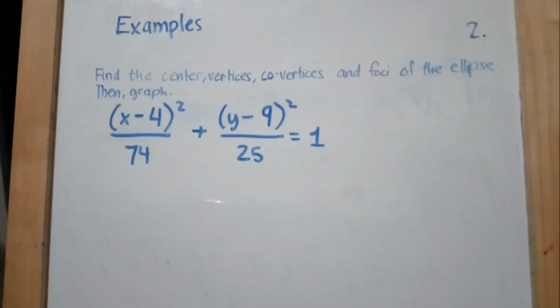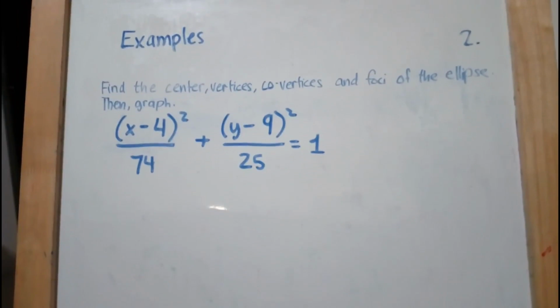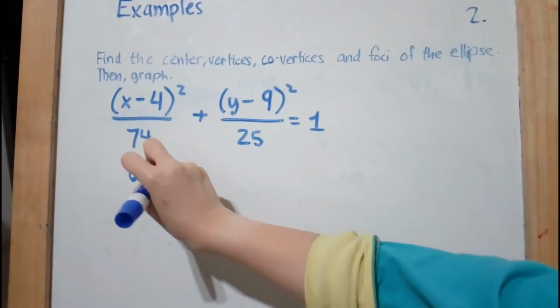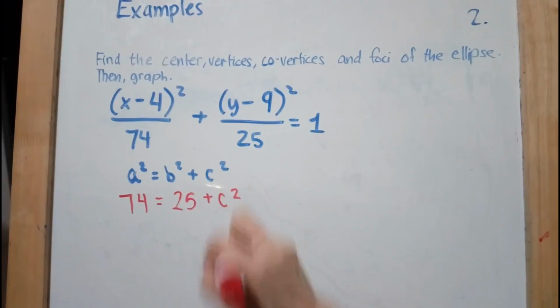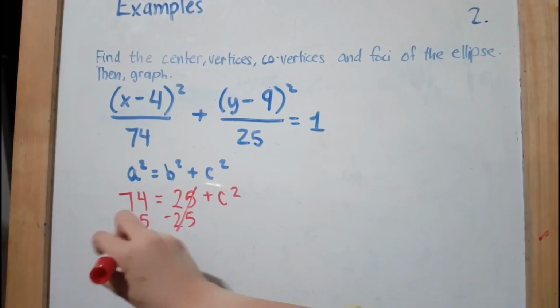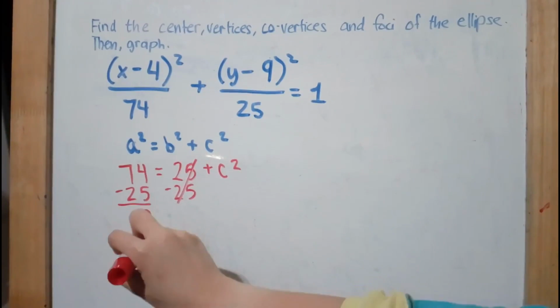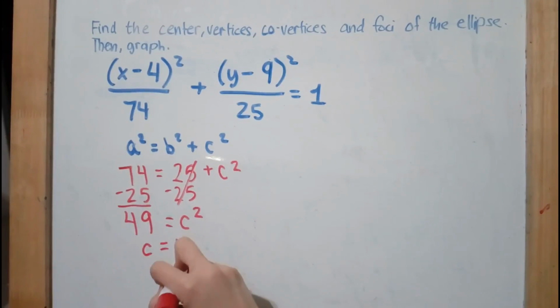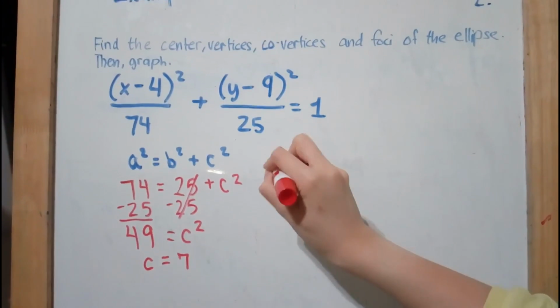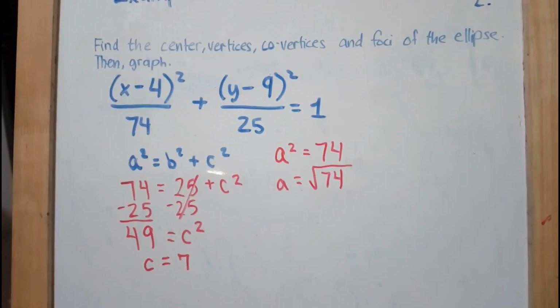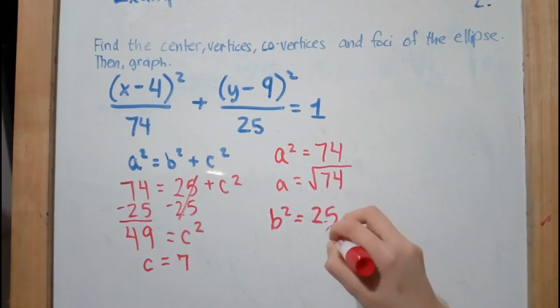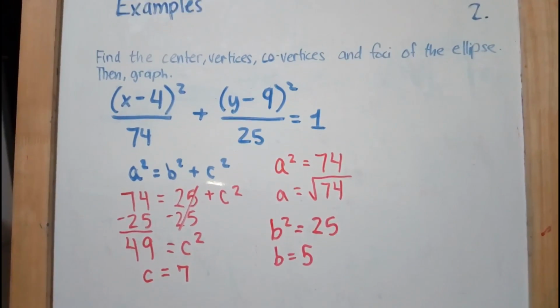So first we can plug the numbers into the Pythagorean theorem yet again and solve for c. So c squared is equal to 49 and c will equal 7. A squared, since it is the largest number, will be 74, and a will be the square root of 74. Then b squared will be 25, and b is equal to 5.